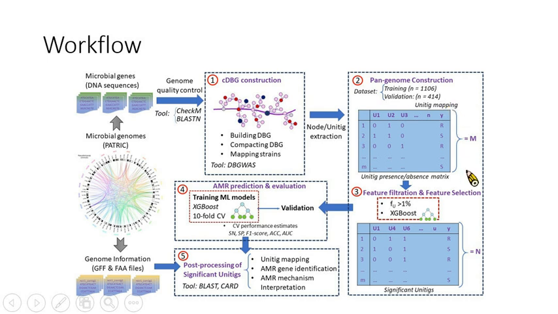After that, we conducted feature filtration and feature selection in order to select the most meaningful features for building the prediction model. Then we validated our model by conducting tenfold cross-validation on the training dataset, as well as on the external validation dataset that is not involved in the feature selection and model building process. Finally, we checked the genes that exist on the selected Unitigs and looked at what their functions are.